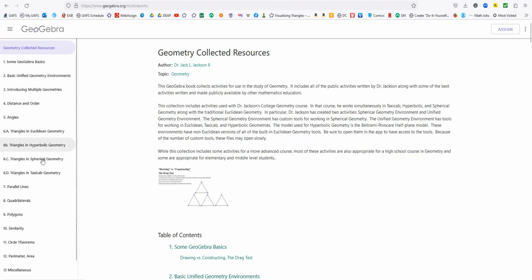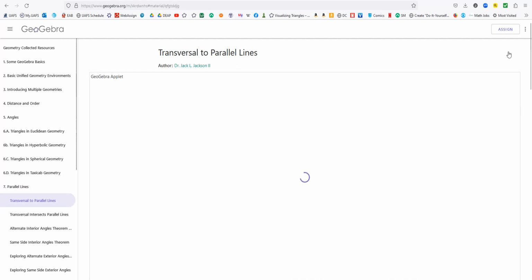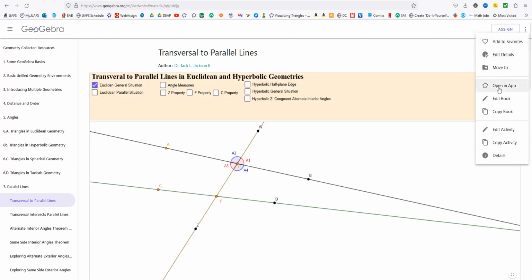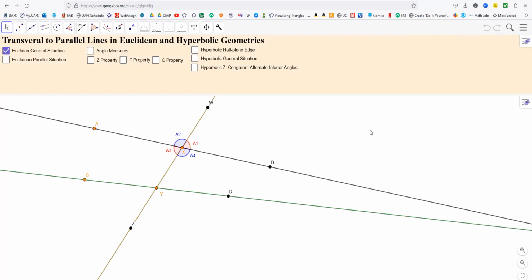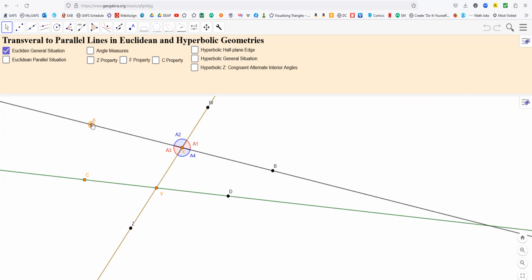You can also find it in my GeoGebra collected resources when we look at parallel lines. It's this first one here, and I'm going to open it in the app once it gets going. So this is the general Euclidean situation here, and you've got at least those angles I've got marked.